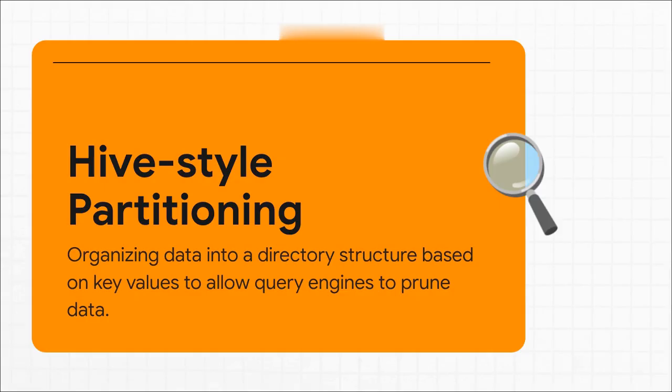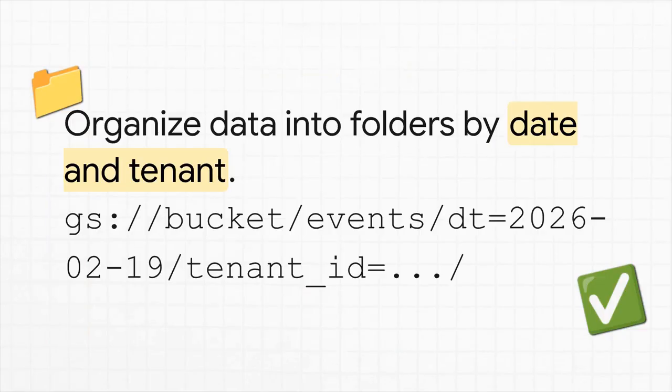And we're putting labels on the folders based on how we know we're going to look for the data later on. Things like the date, or maybe a specific customer ID. So here's what that actually looks like in practice. Instead of that one giant bucket, we create folders for each day. And then inside those folders, we can have subfolders for each game or tenant ID.